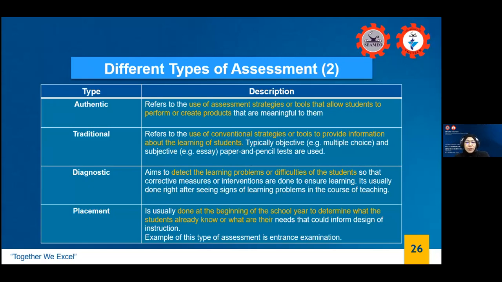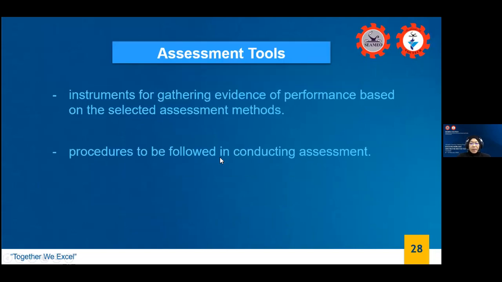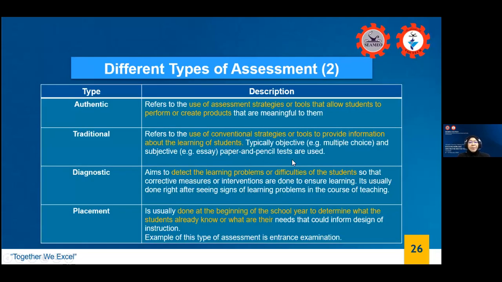It refers to the use of conventional strategies or tools to provide information about the learning of students. So what are those, the traditional? You're talking about the typically objective, the multiple choice, and the subjective type, which is essay. So the traditional form of assessment usually is a paper and pencil type of test. Okay, so paper and pencil test, traditional.